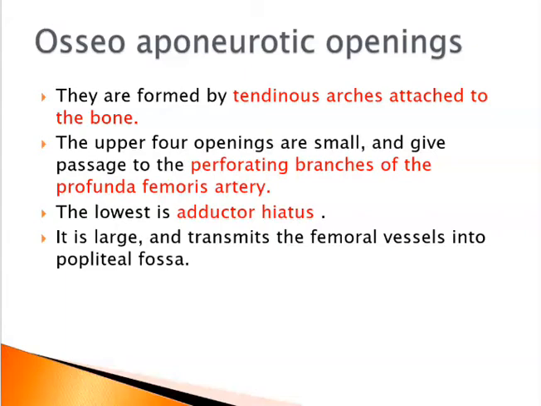And the lowest opening is formed by the adductor hiatus, which we have already discussed. It is a big opening present in the tendon of the adductor magnus muscle. This adductor hiatus is a large opening that transmits the femoral vessels into the popliteal fossa, where the femoral artery becomes the popliteal artery, and the popliteal vein which is ascending becomes the femoral vein.